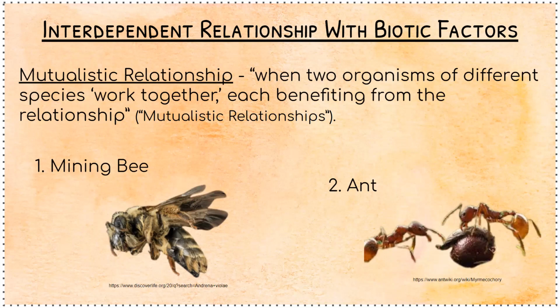The ants eat the nutritious coating off the blue violet seeds. However, they do not eat the whole seed. Instead, once they are done eating the coating, they bury the seed. This gives the seed a new home to begin its growth cycle. Both the blue violet and the ant are benefiting from this interaction. The ant gets nutrients and food, and the blue violet gets help with reproduction.